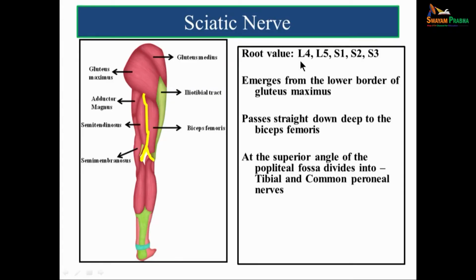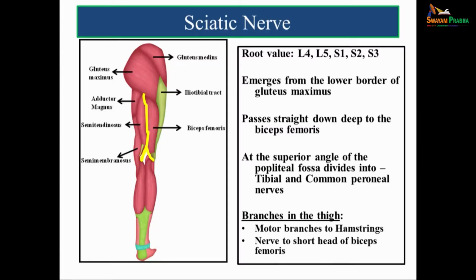The root value of the sciatic nerve is L4, L5, S1, S2 and S3. It emerges from the lower border of the gluteus maximus muscle. It passes straight down deep to the biceps femoris muscle, and at the superior angle of the popliteal fossa, it divides into its terminal divisions, that is the tibial nerve and common peroneal nerve. Branches in the thigh: it gives rise to some motor branches mainly to the hamstring muscles, and it gives rise to the short head of biceps femoris.